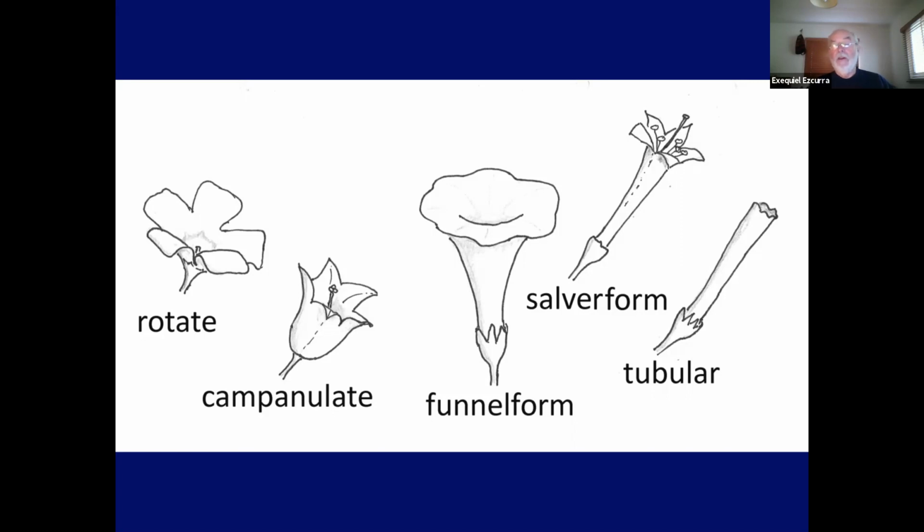And tubular corollas are basically tubes. Tubular corollas is always a giveaway. They're pollinated by either moths, in particular hawk moths that have very long proboscis, or hummingbirds. The same with most salverform corollas too.